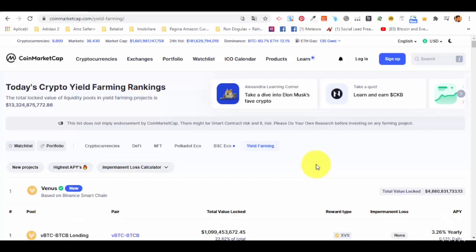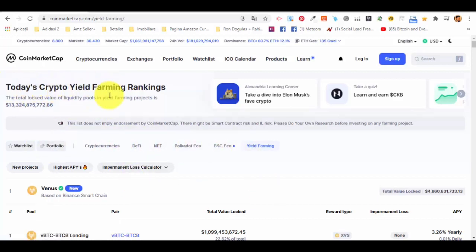Now, what is yield farming? Basically, right now in the cryptocurrency and blockchain world, in the last few years, there's a new concept that has been growing, and it will probably be a big part of our financial future at a global level, which is decentralized finance, shortened as DeFi. And if you go on coinmarketcap.com, you are going to see here that you have cryptocurrencies, DeFi, NFTs, and so on.